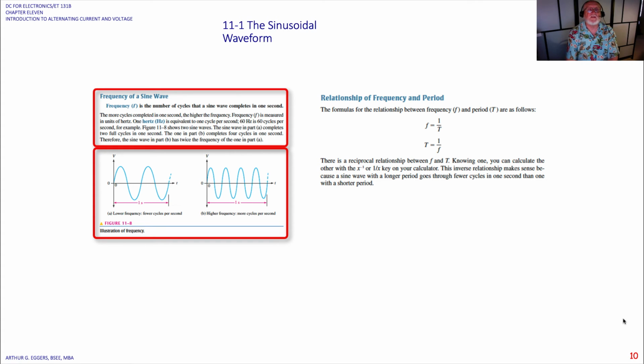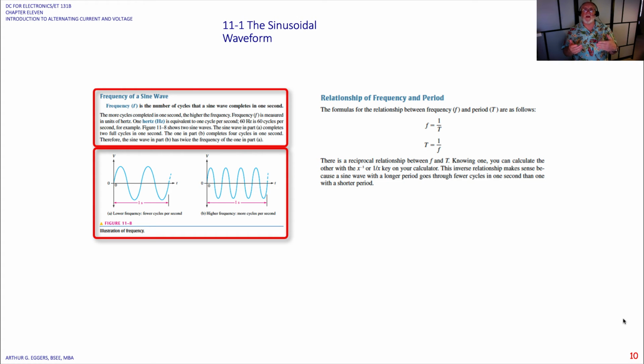So the frequency of a sine wave. The frequency of the sine wave is the number of cycles that a sine wave completes in 1 second. So you can see we're tied to time. We're tied to per unit of time. So frequency is basically 1 over time.